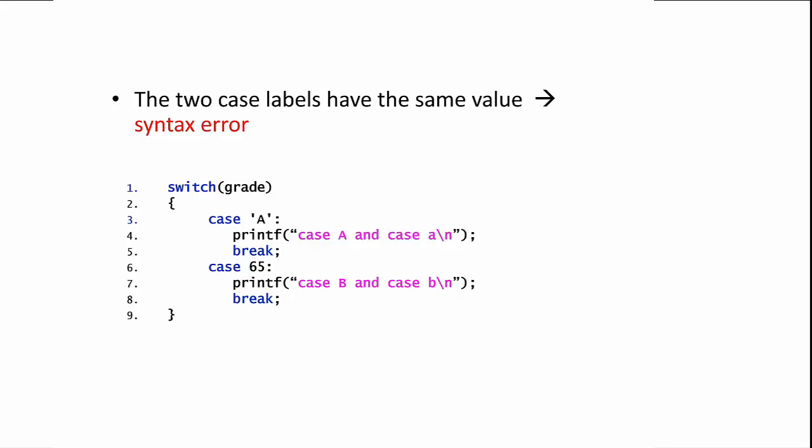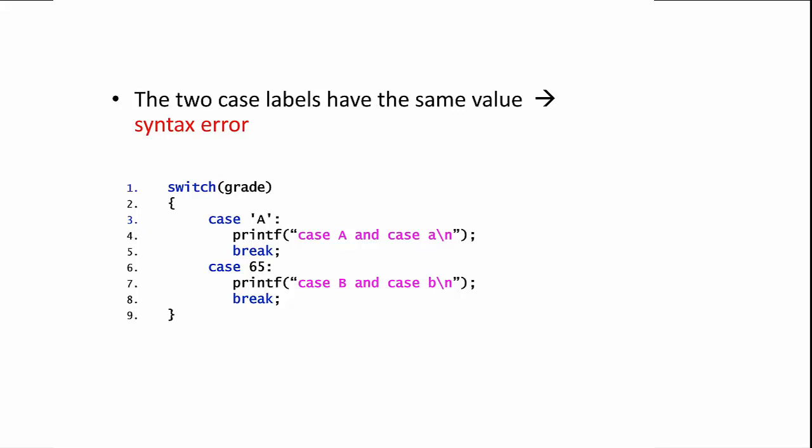Another thing to pay attention to is that cases have to be distinct in switch. What I mean is you cannot have 2 cases with exactly the same value. We take the simple example first. Assume that I wrote case capital A and then case capital A here. This cannot be true, because this is either or. Cases are either or, right? They are mutually exclusive, right?